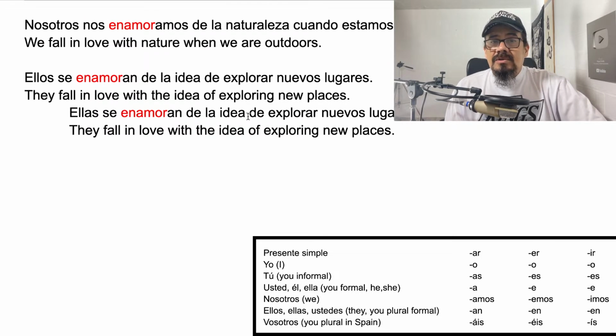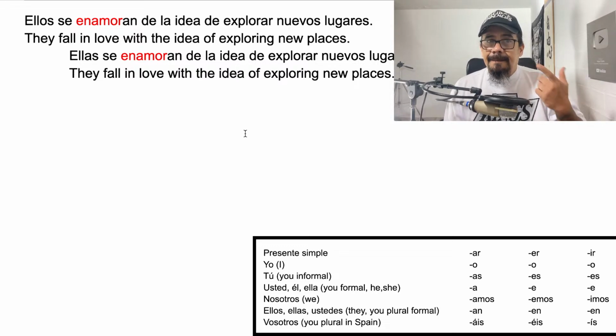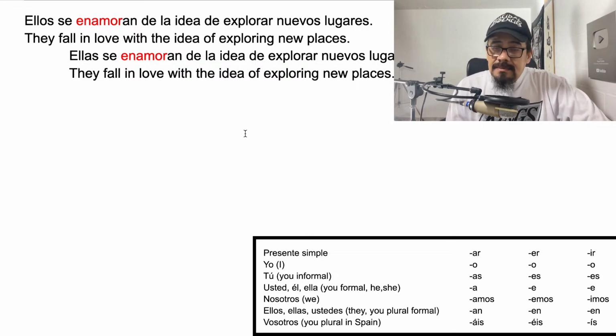Nosotros nos enamoramos de la naturaleza cuando estamos al aire libre. Nos enamoramos. Basically saying, we fall in love with nature when we are outdoors. And ellos se enamoran de la idea de explorar nuevos lugares. They fall in love with the idea of exploring new places. Male. Ellas se enamoran, same conjugation.